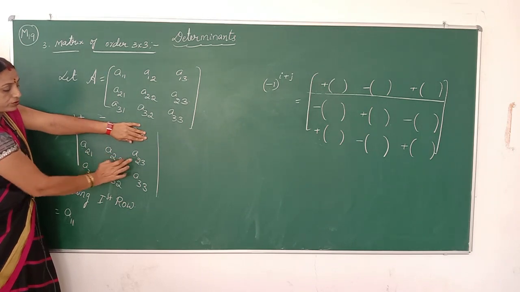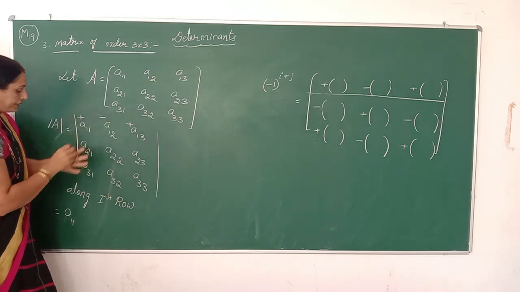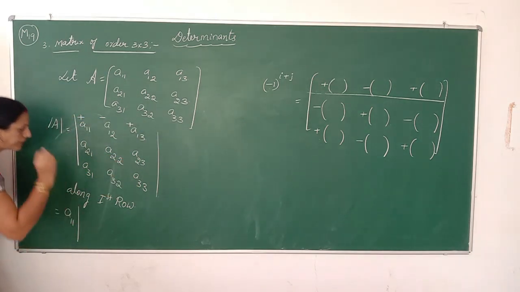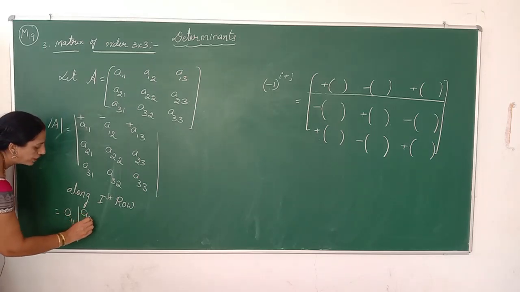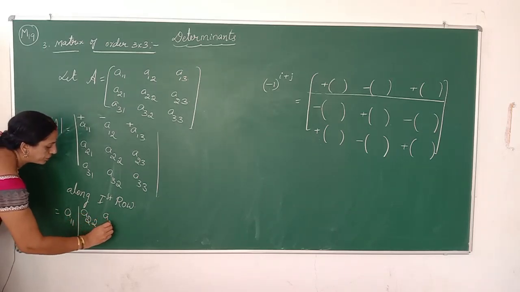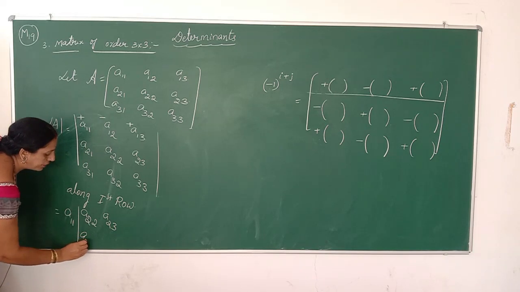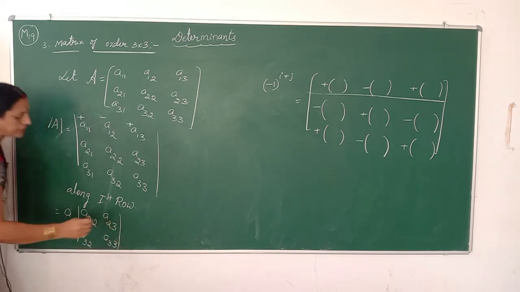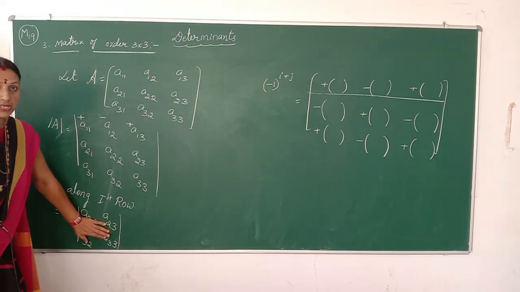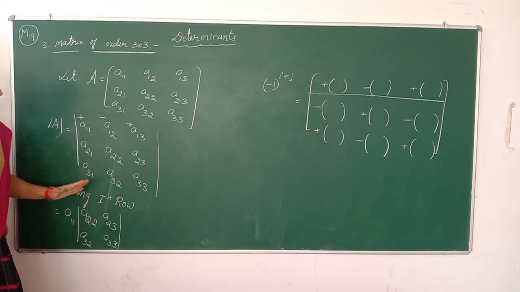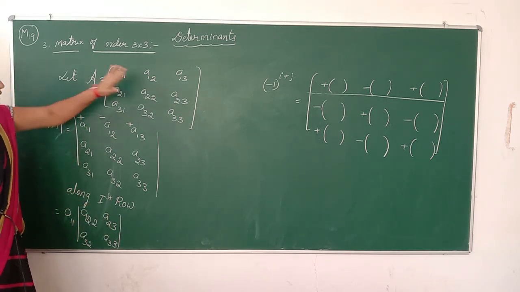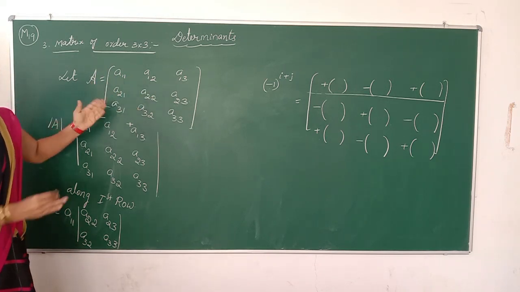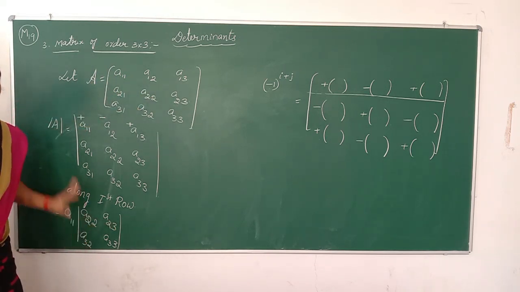A22, A23, A32, A33. These are the elements of the 2 cross 2 determinant. We'll observe them. That is one of the 2 cross 2 determinants. So that is called the expansion of the 3 cross 3 matrix in terms of 2 cross 2 determinants.